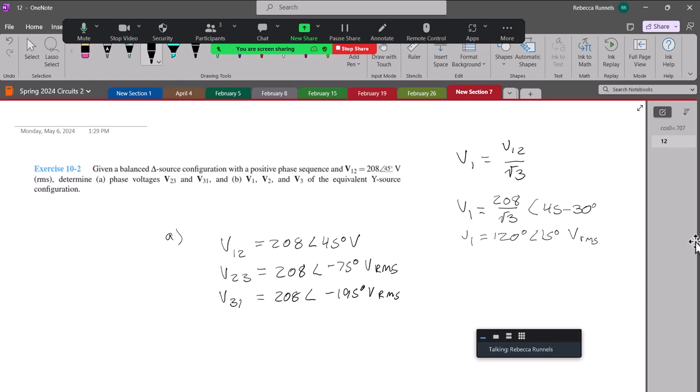And then from there, we know, since we're in positive phase sequence, that we can just subtract 120 degrees each time to get the next one. And we know that's not 120 degrees, it's just that 120 degrees shows up so often. I guess I just put a degree symbol there. Since it's balanced, it has to have the same magnitude. Subtract 120 from 15 and get negative 105. And V3, subtract 120 again and get negative 225.